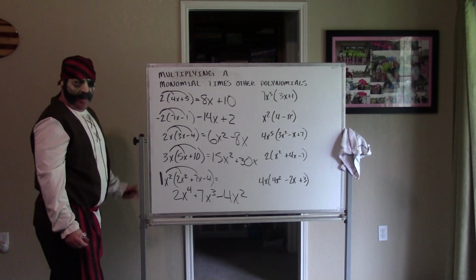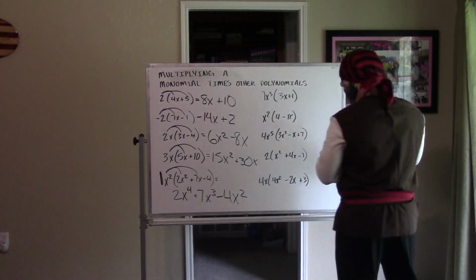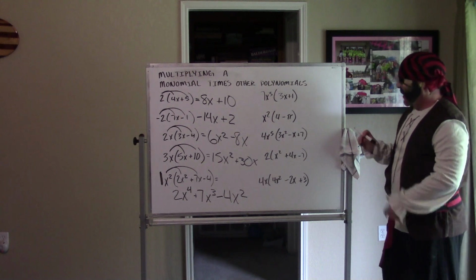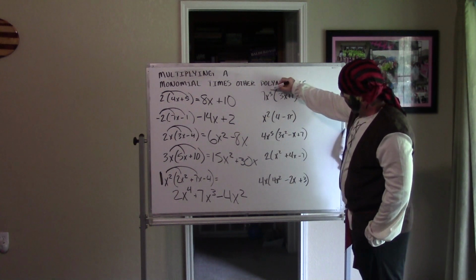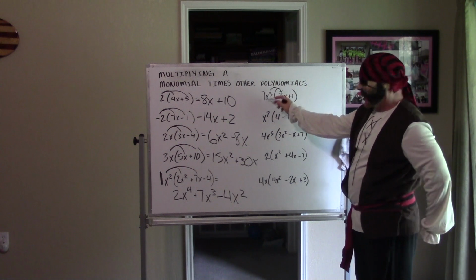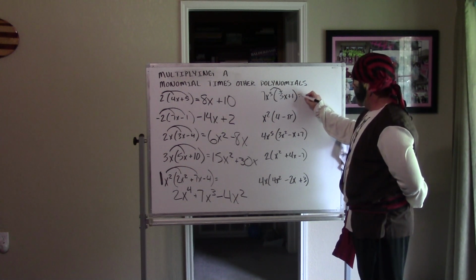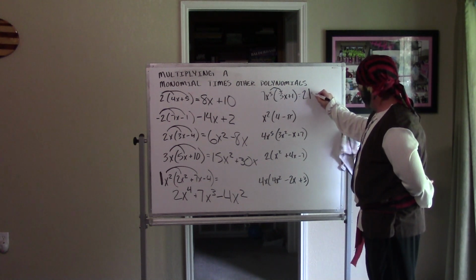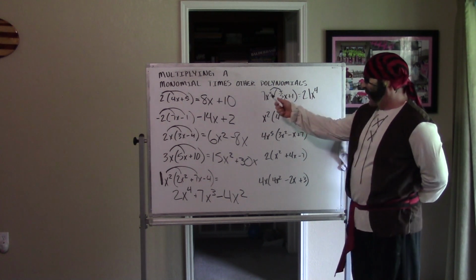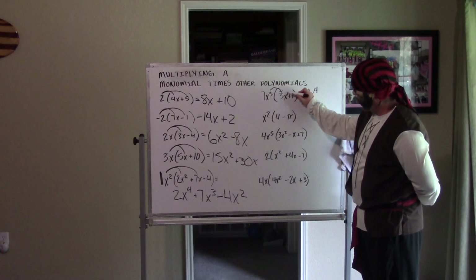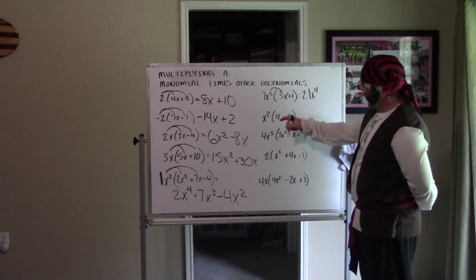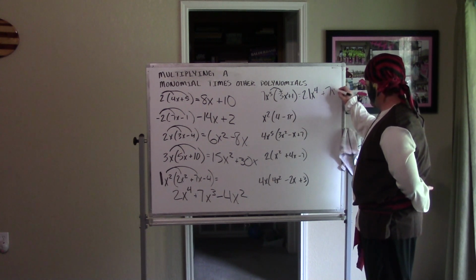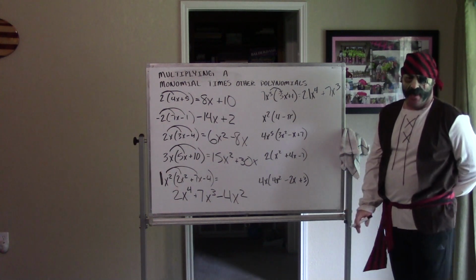Alright, we got some more examples up here. First one is 7x cubed times 3x plus 1. So 7x cubed times 3x. Remember, we're going to do the whole numbers first, so that's going to be 21. Then x cubed times x is going to be x to the fourth, because I'm adding the 3. And remember, that exponent is a 1. So 7x cubed times 1, simple enough, is just 7x cubed.